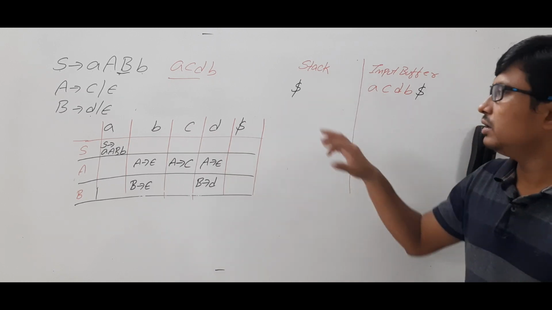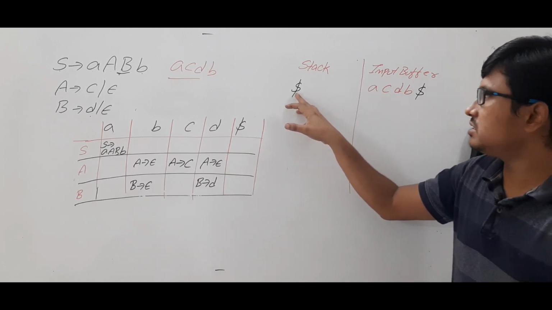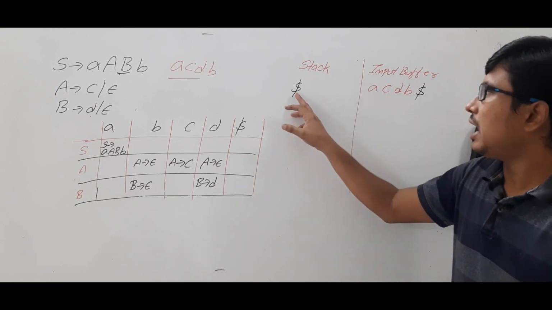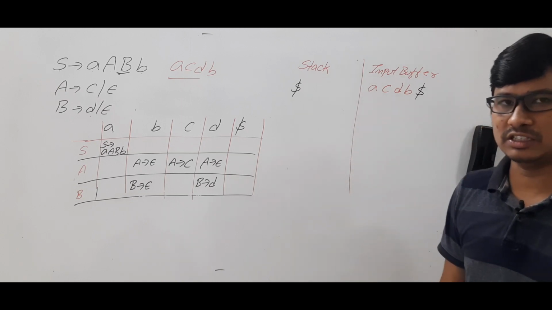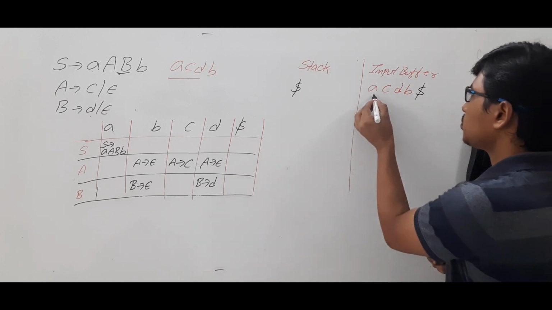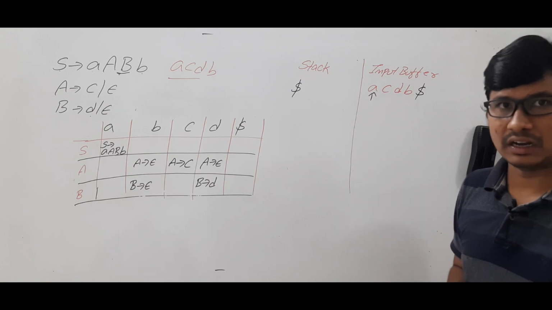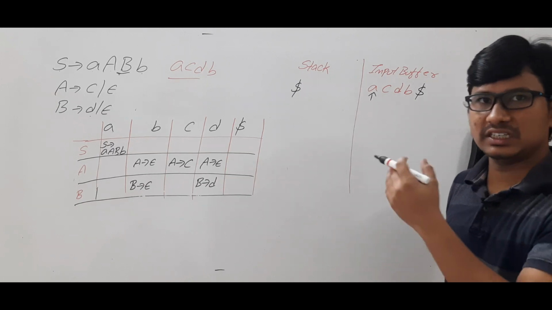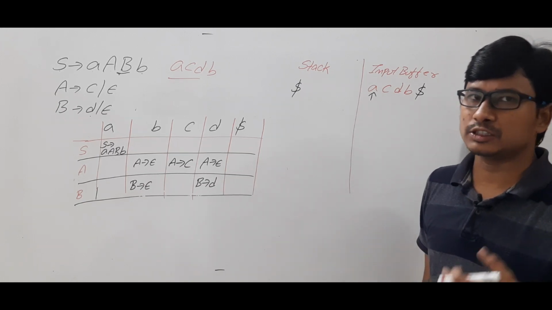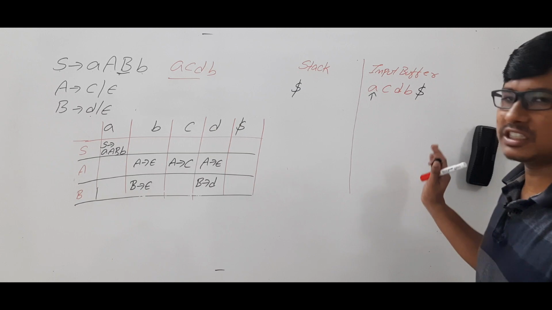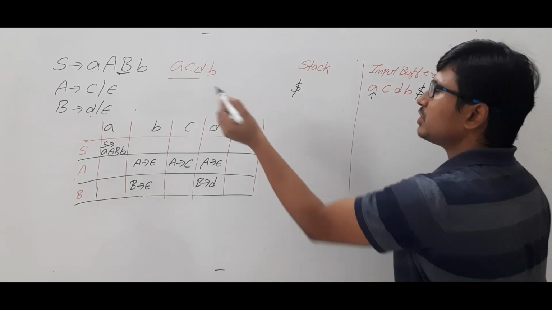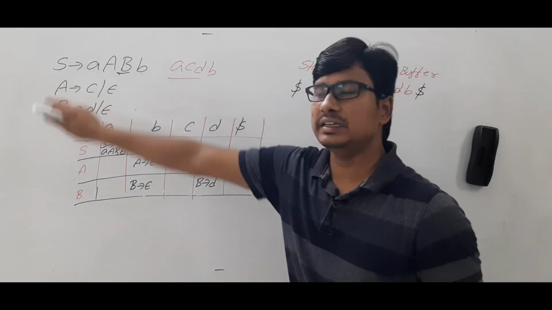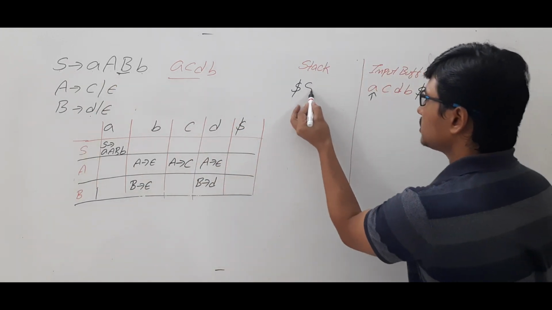We will finish the procedure when the input pointer is pointing to dollar and you have the dollar on the stack as well. Now the input pointer is pointing to the alphabet A right now. Because it is a stack, we will have two operations, push and pop. That operation I am not writing here. First we will push the start symbol. What is the start symbol for this grammar? S is the start symbol. I will push the S.